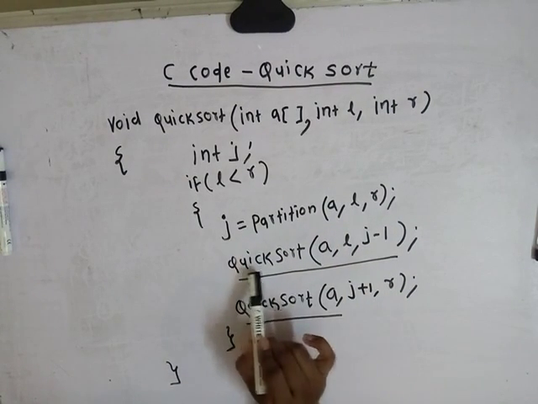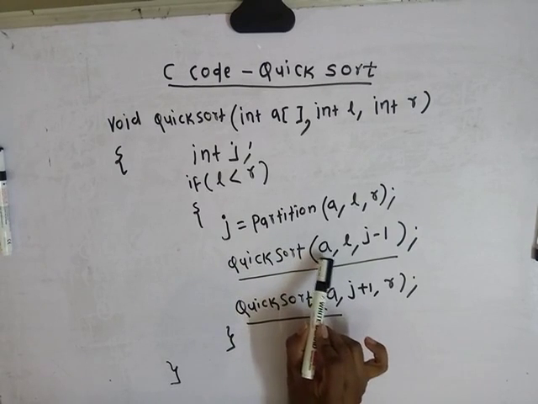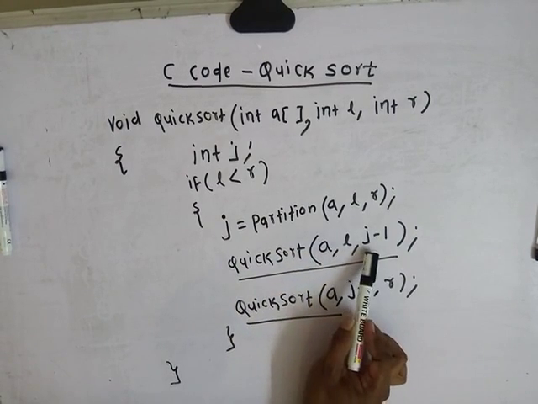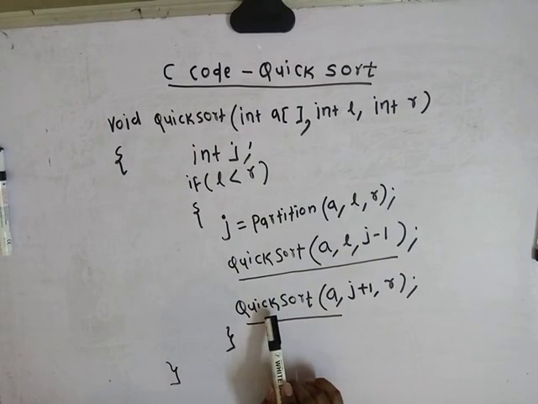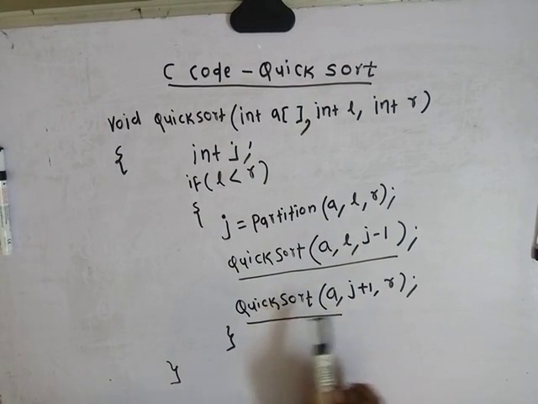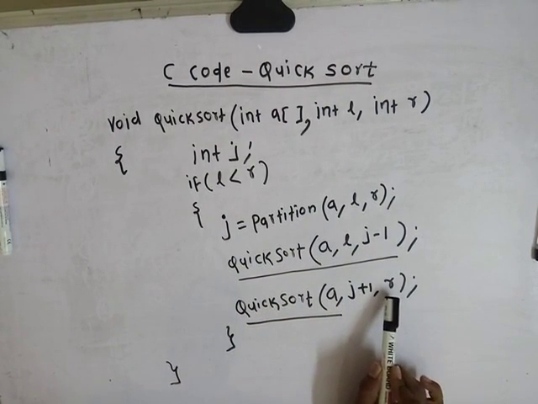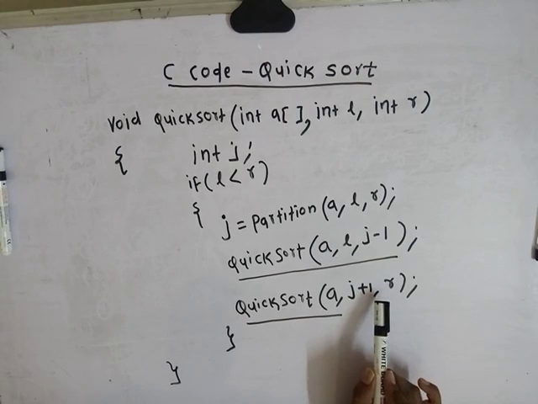So I'll call quicksort on the left part of the array, which is starting at L and ending at j minus 1, and we'll call the quicksort on the right part of the array, which is starting at j plus 1 and ending at R. So that's a very simple looking quicksort function, but the working is complicated as it is a recursive function.